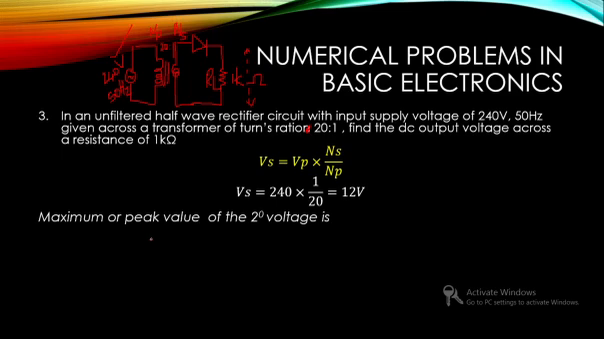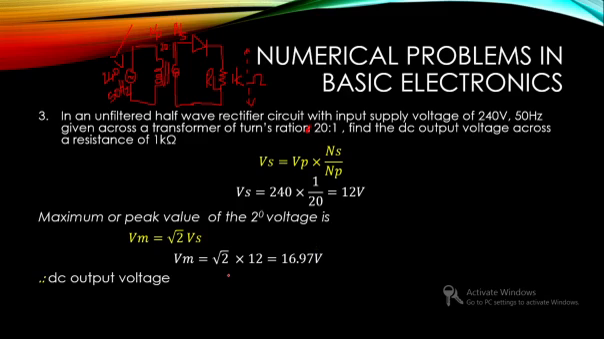And the maximum or peak value of the secondary voltage is given by √2 times the value Vs. Substituting that, you will get 16.97 volt. And for a half-wave rectifier, the DC output voltage is calculated as Vdc equal to Vm by pi. Substituting for Vm, you will get 16.97, or approximately 17, divided by pi, which is 5.41 volt. I think you can substitute 16.97 itself. Okay, so that is the DC output voltage.